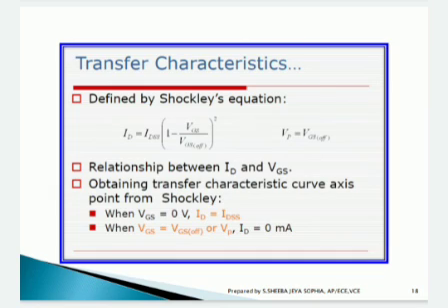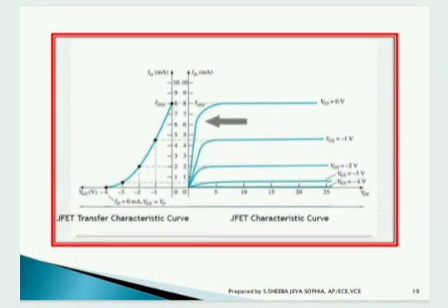As defined by Shockley's equation, the relationship between ID and VGS gives the transfer characteristics curve. The axis points are obtained when VGS is equal to 0 volt, ID is equal to IDSS, and when VGS is equal to VGS off, ID is equal to 0 milliamps. You can clearly see the two characteristics drawn in a single diagram, that is the JFET transfer characteristics and the JFET drain characteristics curve.